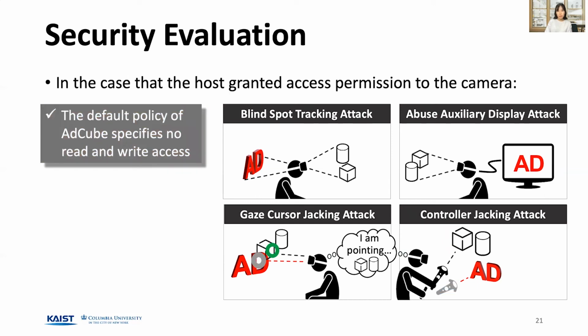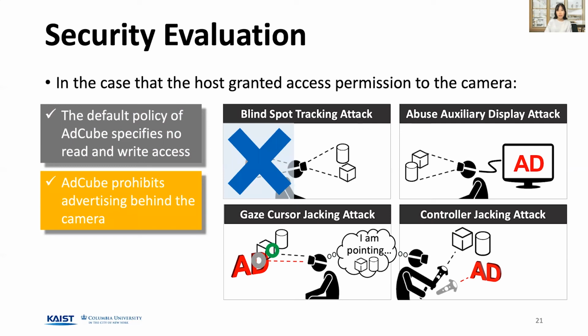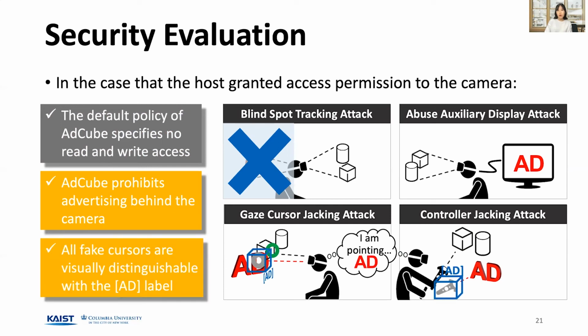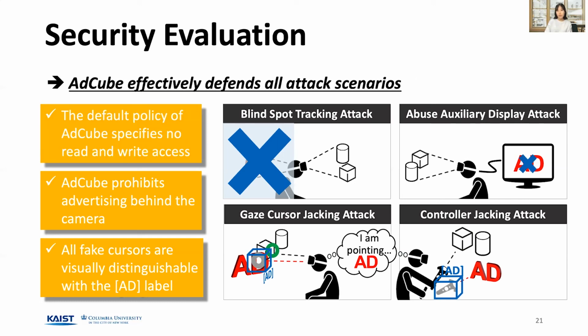AdCube also prevents attacks in the case that the host grants access permission to the camera entity. In this case, AdCube restricts ads from being placed outside the user's view. Additionally, even when a fake cursor is registered on the camera to trick users, the user can easily recognize it with the label added by AdCube. Therefore, AdCube effectively defends all attack scenarios.